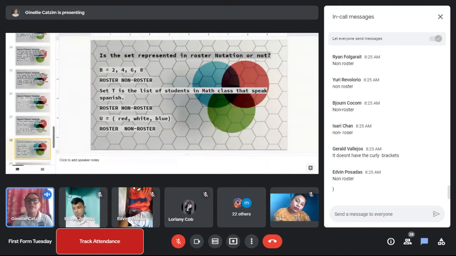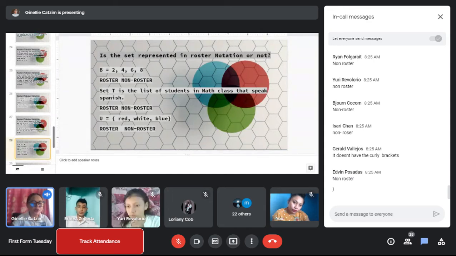Okay? So we have set T, a list of students in math class that speak Spanish. Is this raster or non-raster?